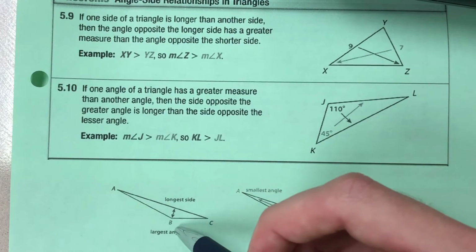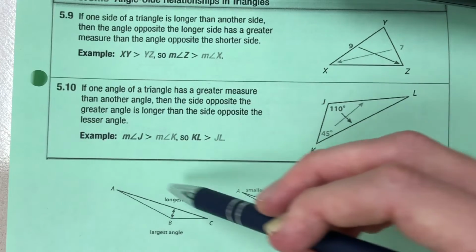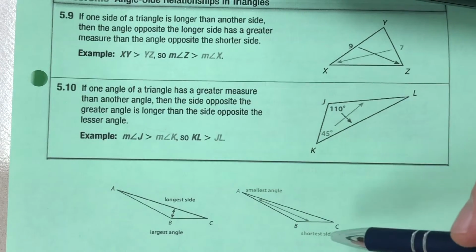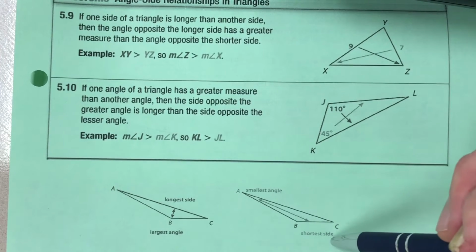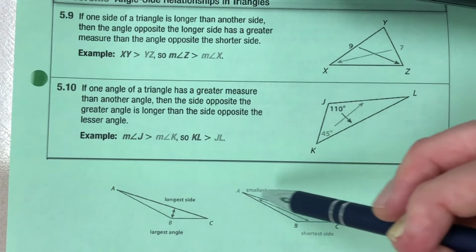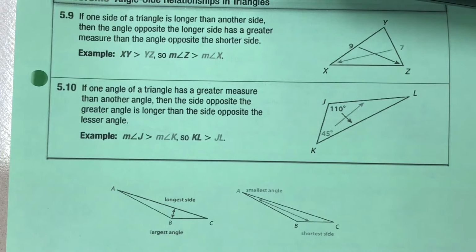So again, biggest angle B is across from our longest side AC, smallest angle A is across from our smallest side BC, and our medium angle C is across from our medium side AB. We'll always kind of have that ratio, where biggest will go with biggest, middle will go with middle, smallest will go with smallest.